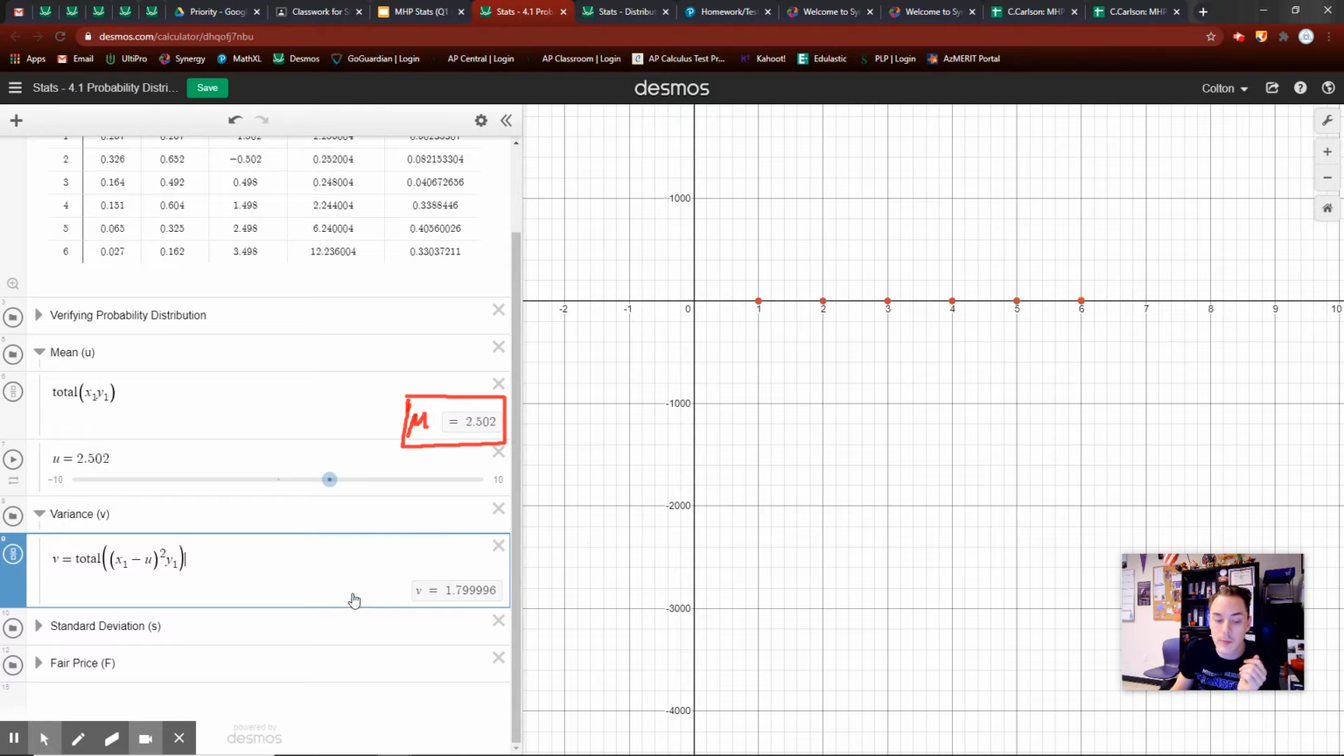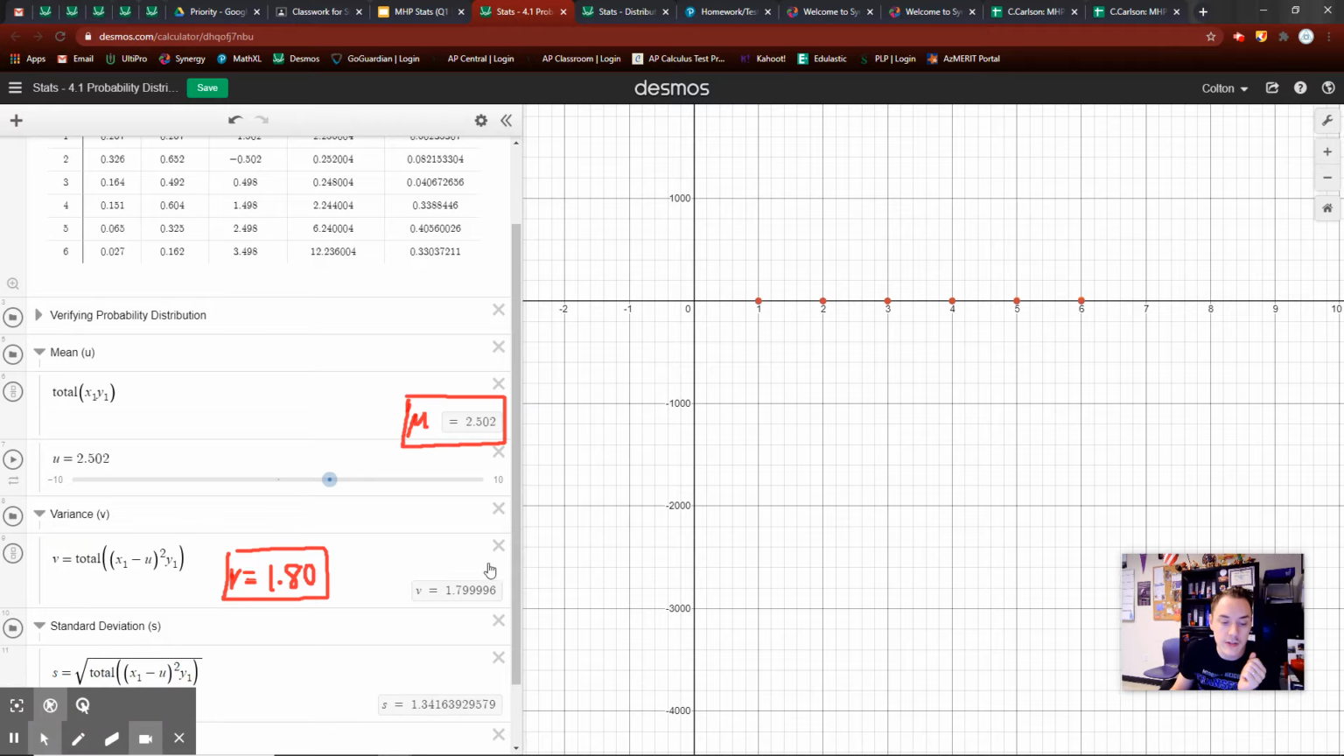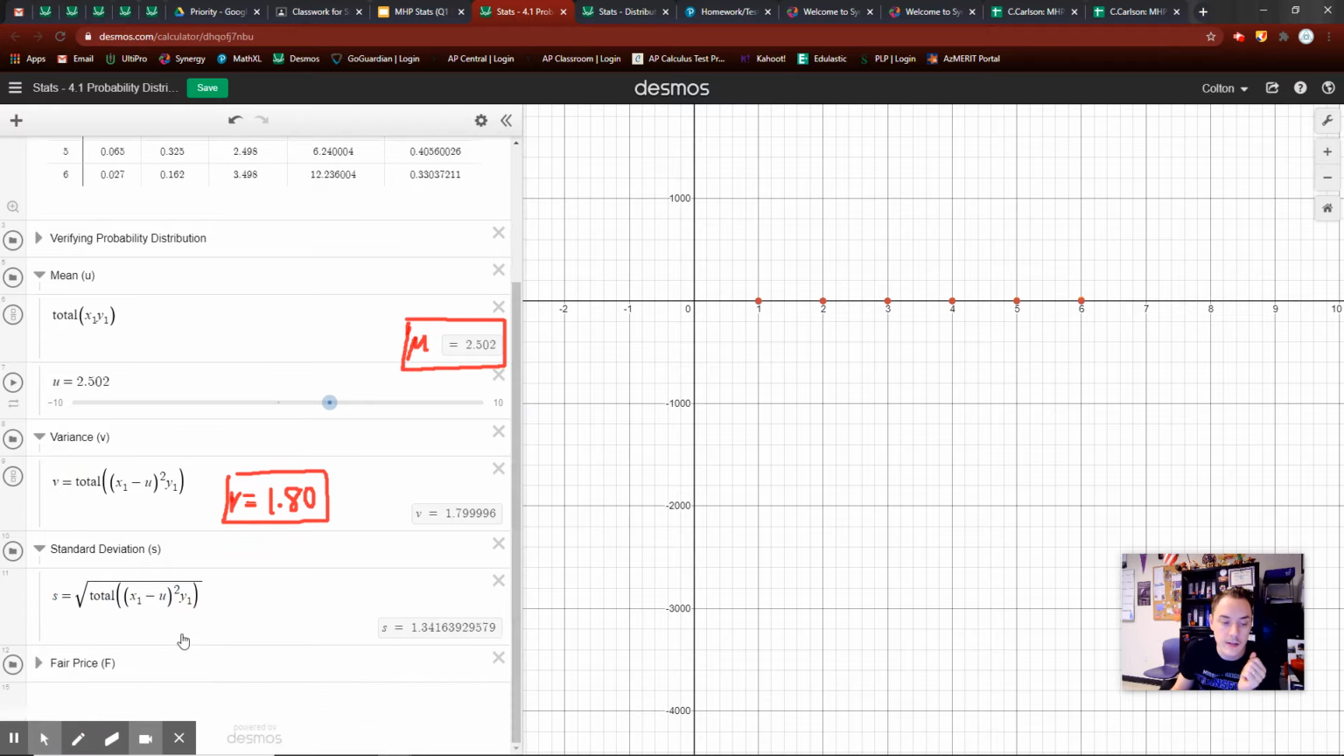Let's continue. So now my variance is this. 1.7999, so probably 1.8. So I'm going to say variance equals, let's do 1.80. That'll probably be easier. And then now I can scroll down to my standard deviation. My standard deviation is 1.34. Okay, so I'll say that. So my standard deviation is 1.34.